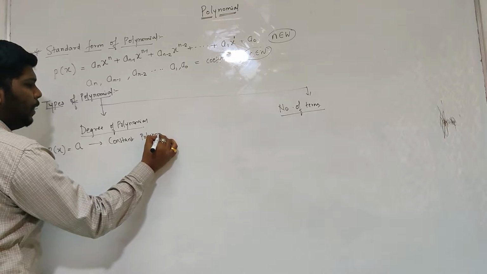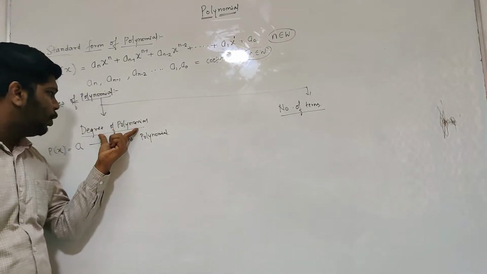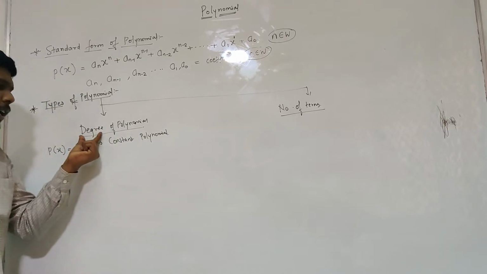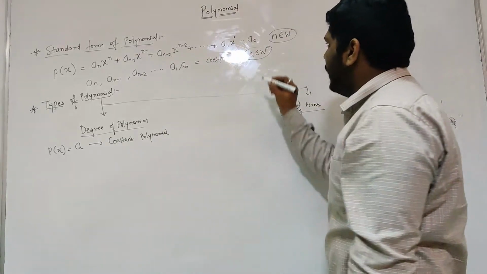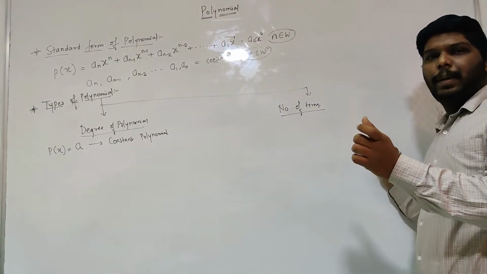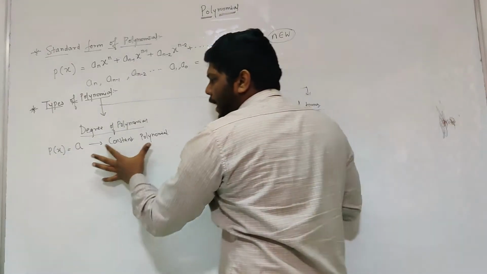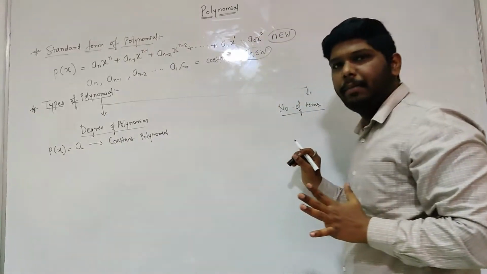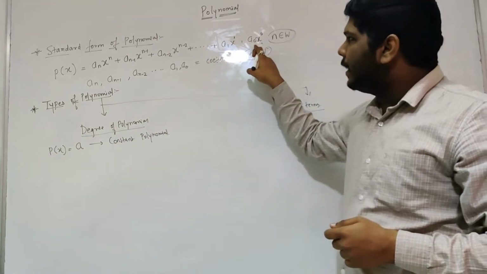Constant polynomial. Okay. Now here you can see the classification is based on degree of polynomial. Now what do you mean by degree? Degree means the power of x. So in the last term, can I say the power of x was 0? Okay. So for any given expression, if the maximum power of x is 0, then we can say it is a constant polynomial.